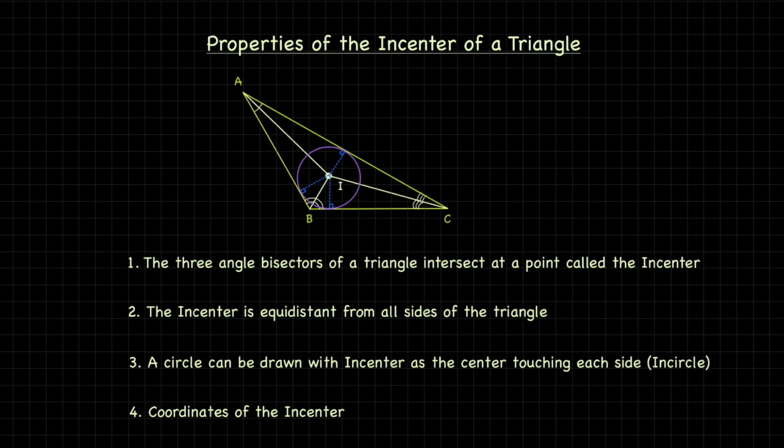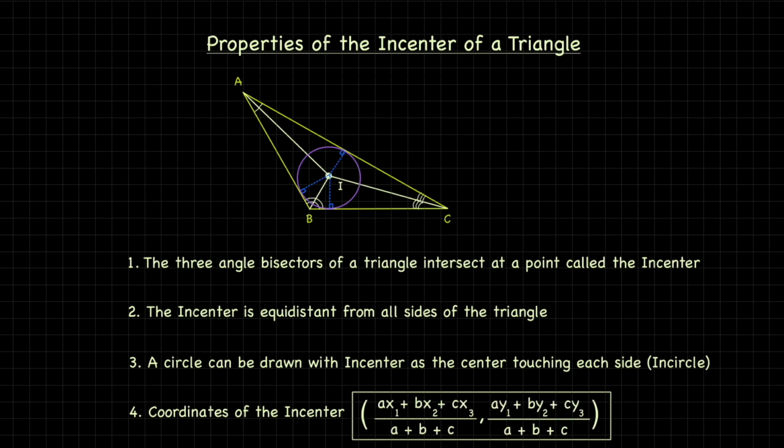The fourth property we're going to prove is the formula for the coordinates of the incenter, given by this formula highlighted here. Here x1, y1 is the coordinate of A, x2, y2 of B, etc. a, b and c are the three side lengths of the triangle. a is the length of the side which is opposite to vertex A, and similarly b and c are lengths of the sides opposite vertices B and C respectively.